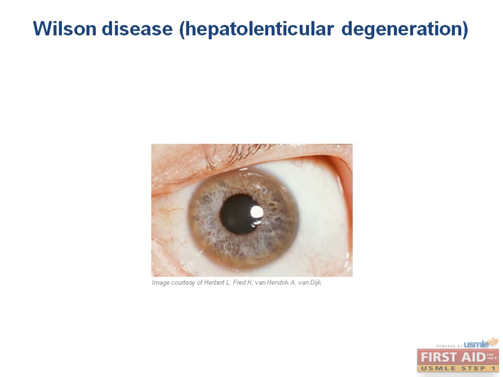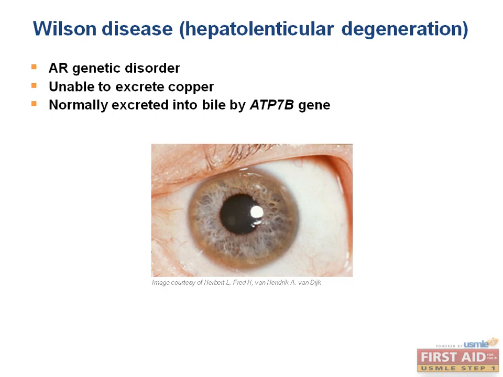Another important function of the liver is to excrete copper into the bile. Wilson disease is an autosomal recessive disorder where the excretion of copper is inadequate, and the copper is unable to enter the circulation bound to ceruloplasmin. Copper is normally excreted into the bile by the ATP7B gene.